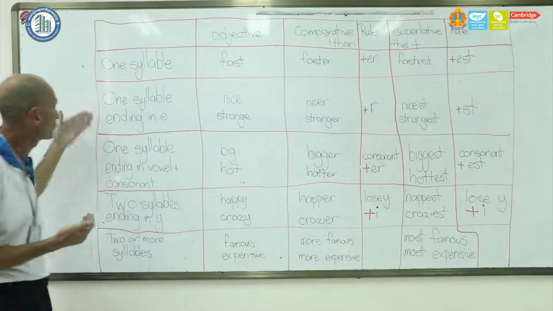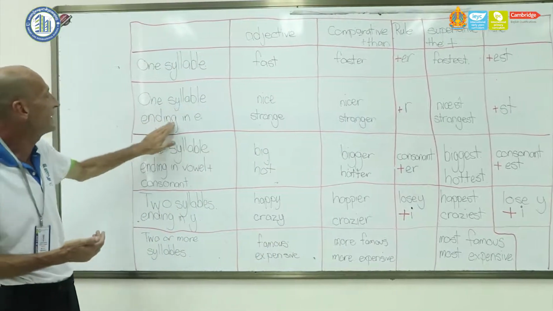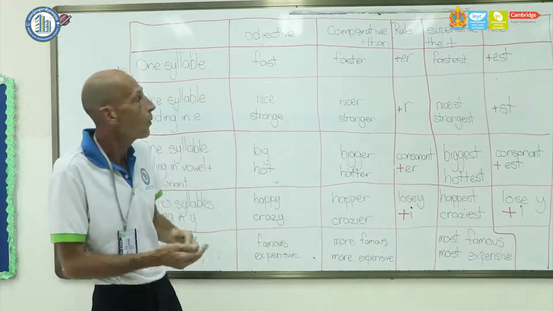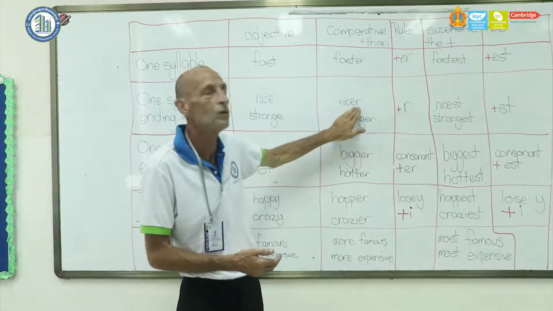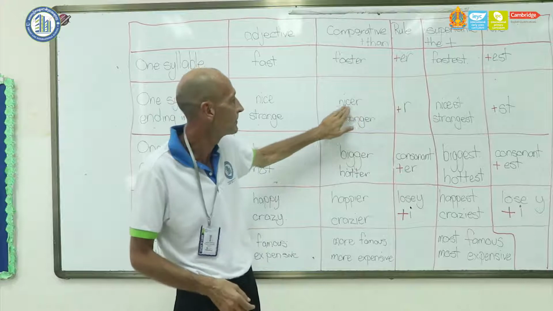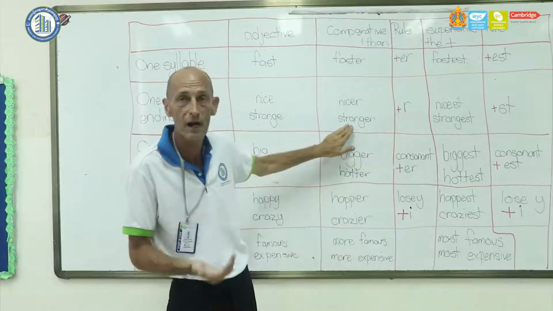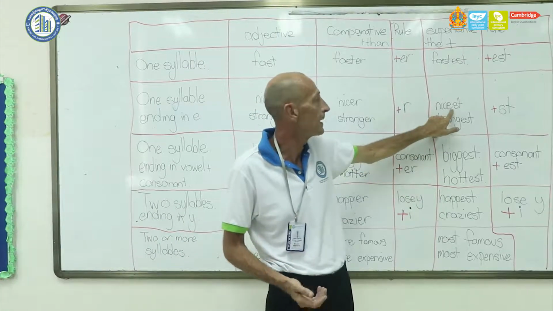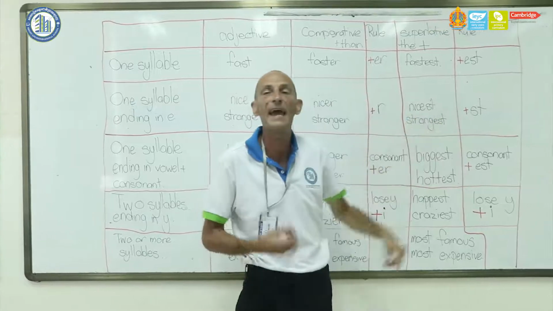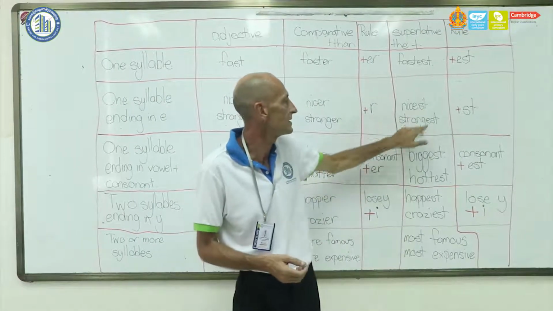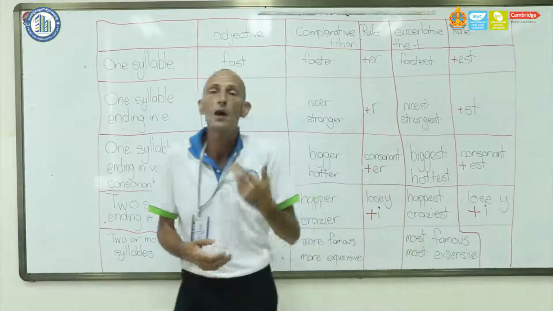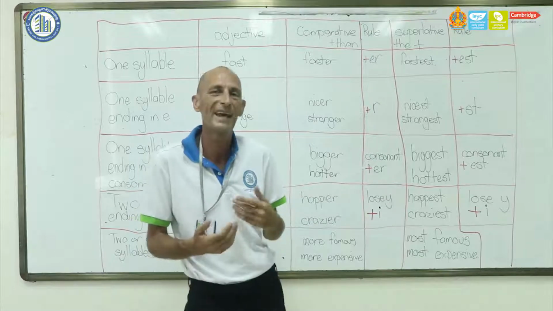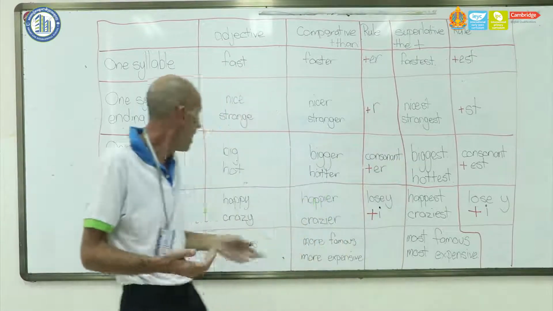Okay, now let's look at our next rule. One syllable words ending in an E. So our words like nice or strange, when we're doing a comparative, all we have to do is add one R. So it becomes nicer or stranger. Then when we get to our superlatives, because we've already got the E there, we just have to add ST. So it becomes nicest or strangest. So when it ends in an E, all we have to do is put an R for comparative or an ST for superlative.